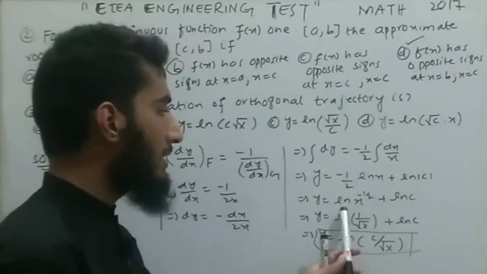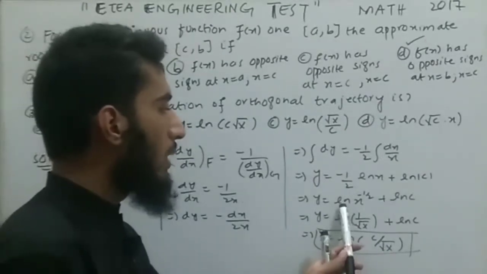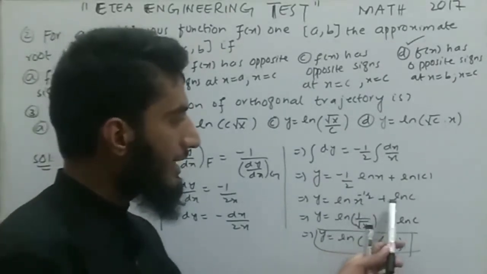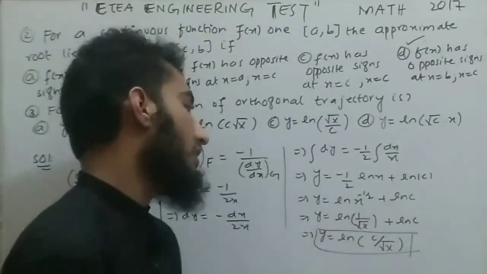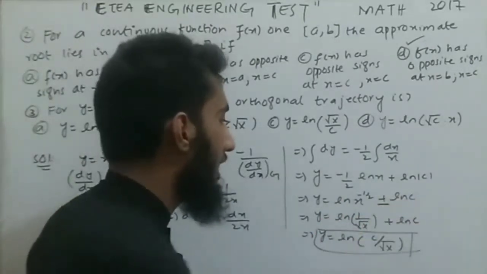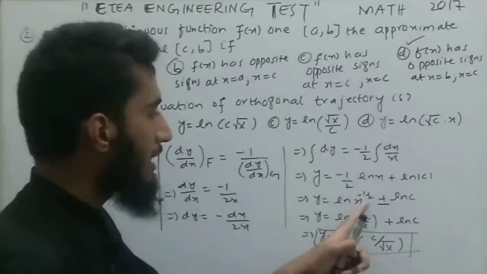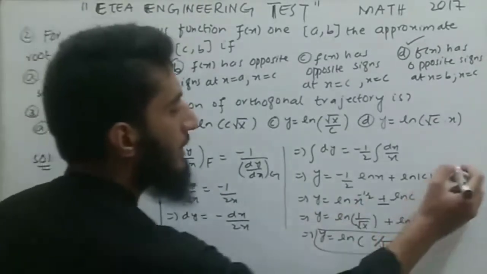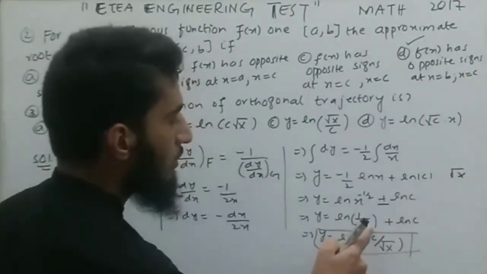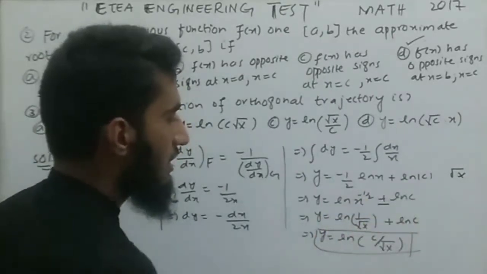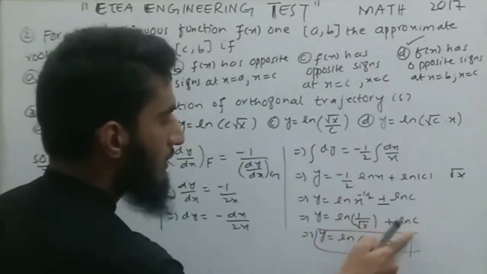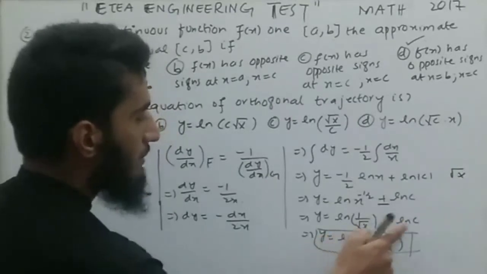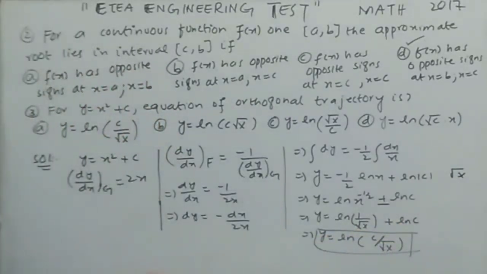Now using again the property of logarithm, when one ln comes with a function and another ln comes, they will multiply with each other if the positive sign comes in between them. So x power minus 1 over 2 will move to the denominator and it becomes 1 over under root of x, plus ln of c. Now 1 over under root x will multiply with c, so the result will be y is equal to ln of c divided by root x. So the correct option for this MCQ is option number A.